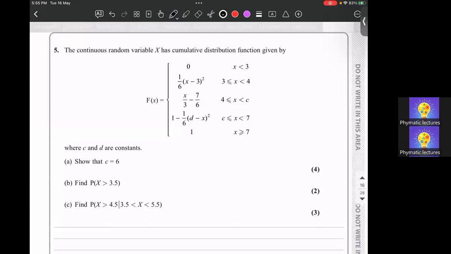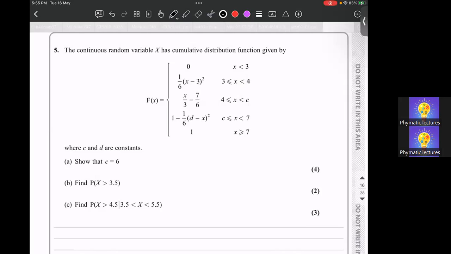Question number 5. A continuous random variable X has a cumulative distribution function, CDF, F of x, given as: 0 for x less than 3; 1 by 6 into (x minus 3) whole square for 3 to 4; c, x by 3 minus 7 by 6 for 4 to c. Show that the value of c is equal to 6.